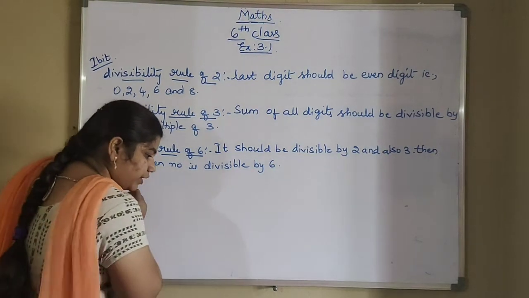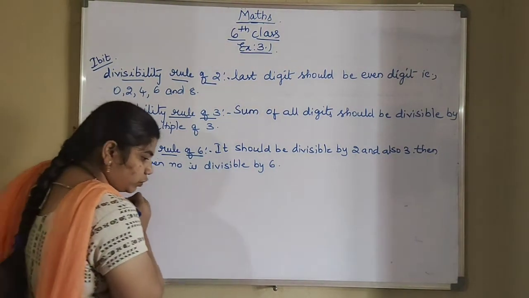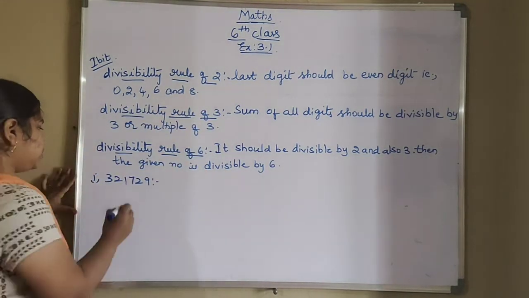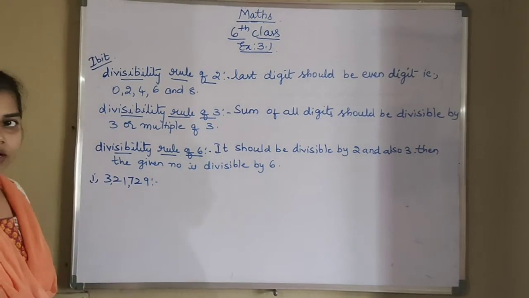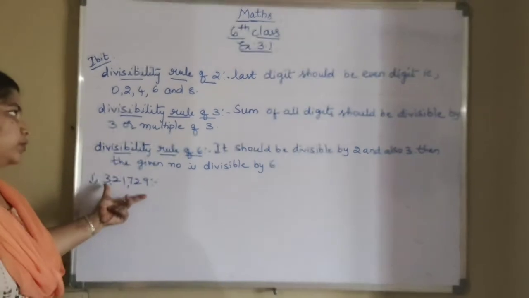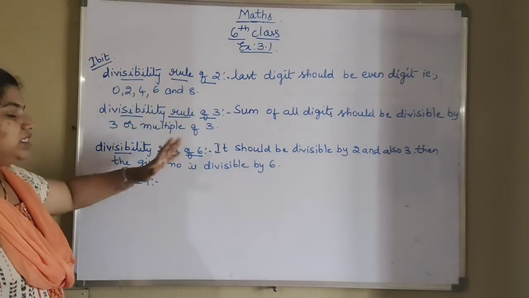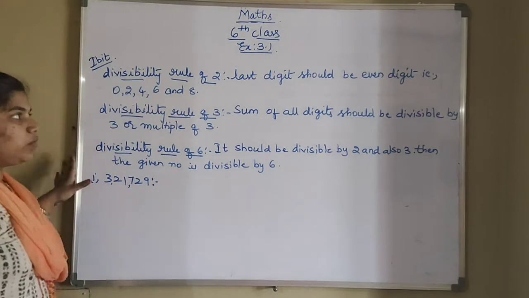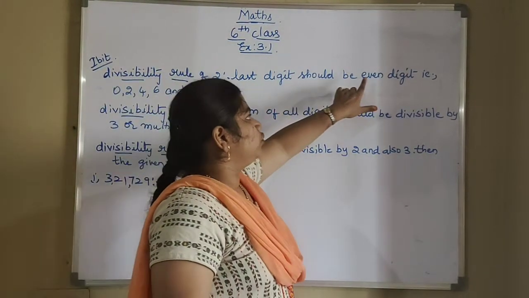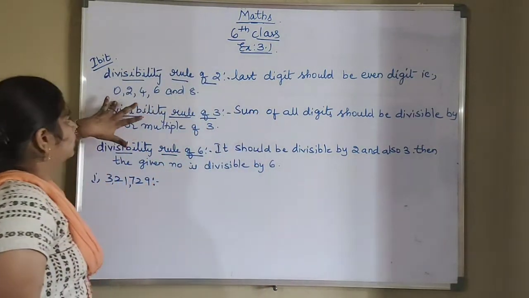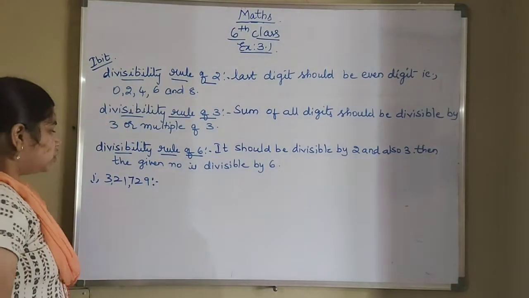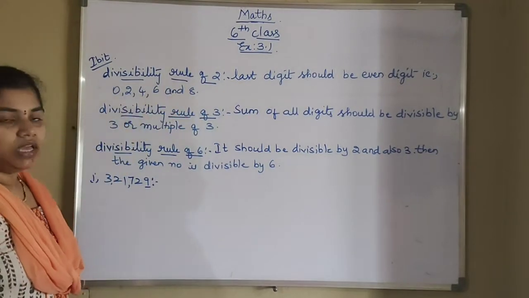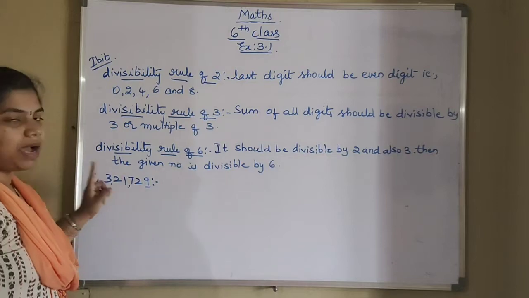Okay. So for the first value we will see now. First question is 3,21,729. So whether this number is divisible by 2, 3 and 6 we have to check here. First I am checking the divisibility rule of 2. What is the divisibility rule of 2? The last digit should be an even digit. Even digits are nothing but 0, 2, 4, 6 and 8. What is the last digit here? 9. So 9 is not in this set. So that means this value is not divisible by 2.